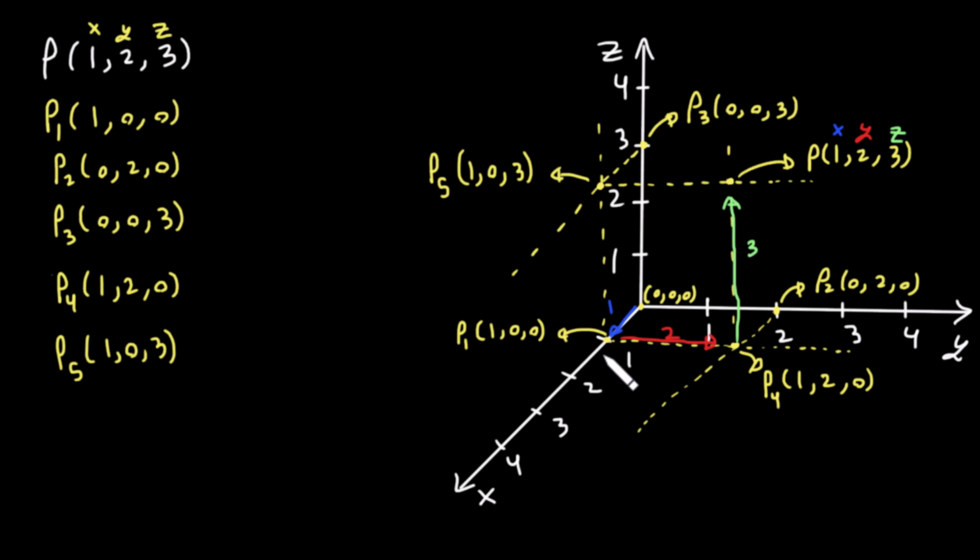Now, if you want to imagine P1, 2, 3 in real life, think of a room, a 3D space. You stand at the center of the room, for example, the origin. Then 1 step to the right, 2 steps forward, and 3 steps up.